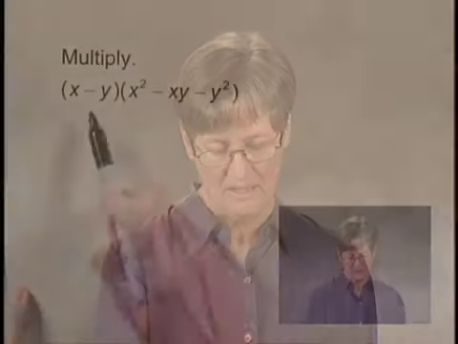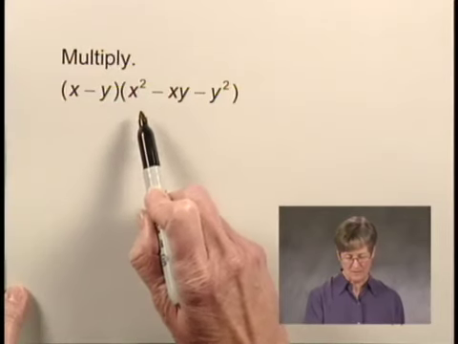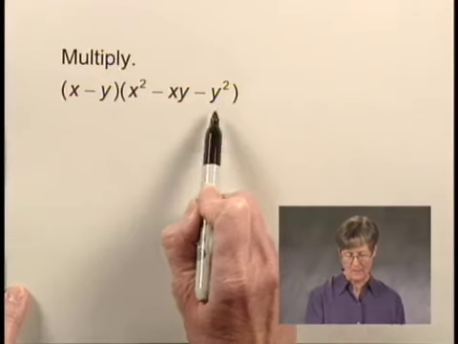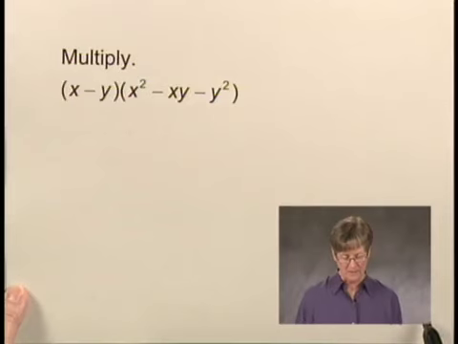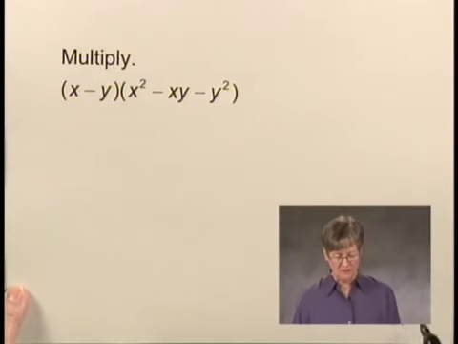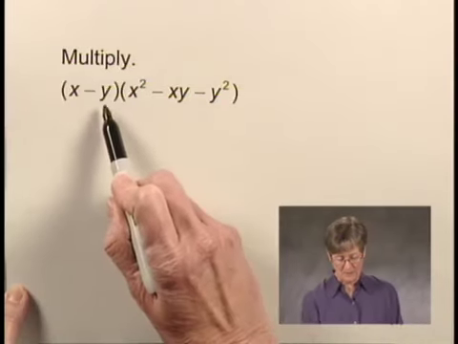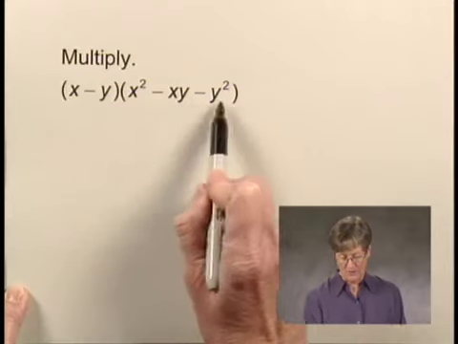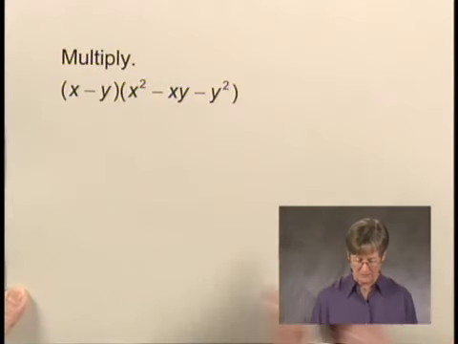We're going to multiply two polynomials. We have the product, the quantity x minus y times the quantity x squared minus xy minus y squared. And to do this, we can use the distributive law. I'm going to multiply x minus y by each of the terms of the second polynomial factor.